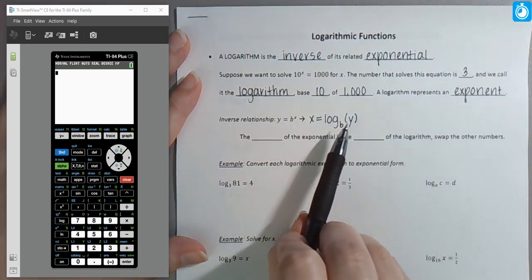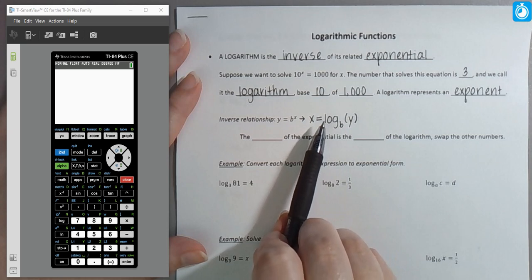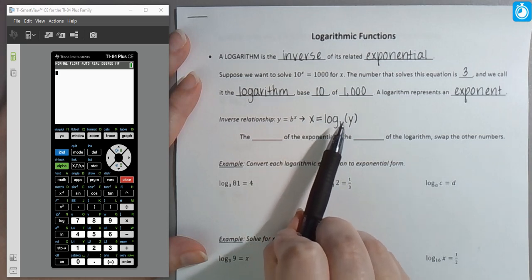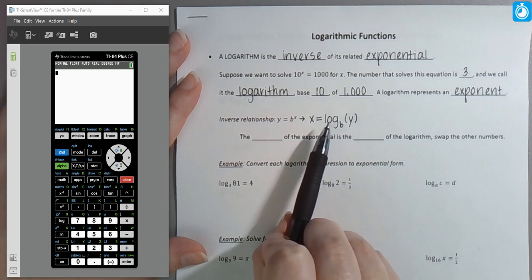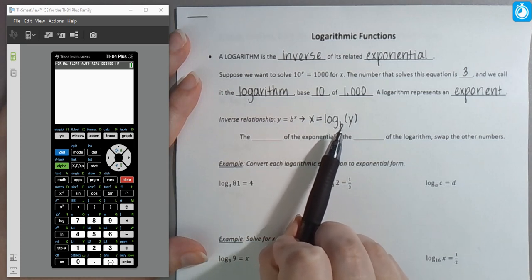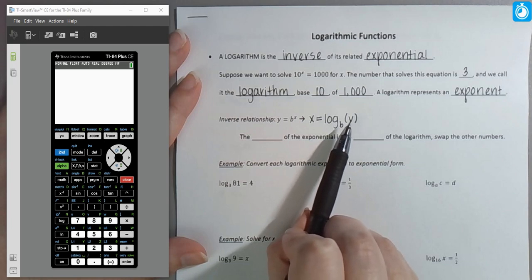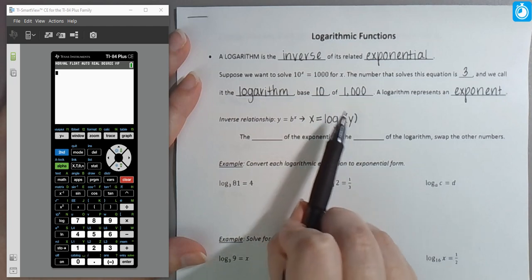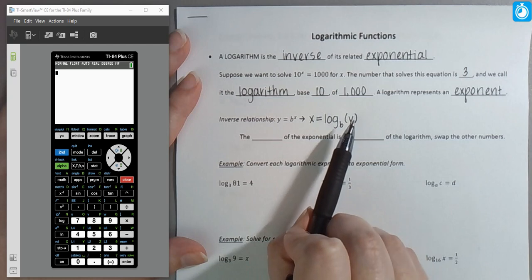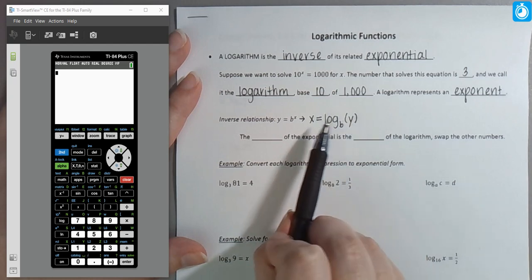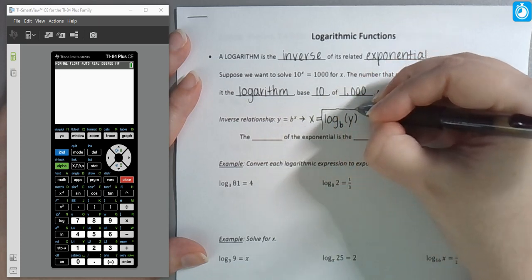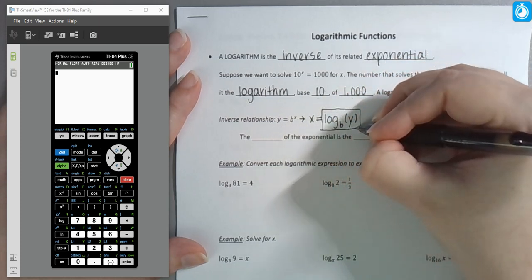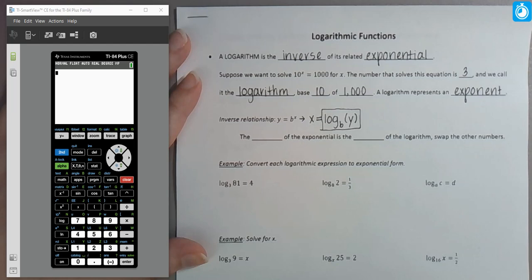You have to be very careful when you write an expression of this form. This is what we call the base of the logarithm. It's a subscript. So if log is written on the line, b is written below the line. And then the number that we're applying this function to, this is a function, is also on the line. So when we see something like this, it is a logarithm. We read that as the logarithm base b of y.